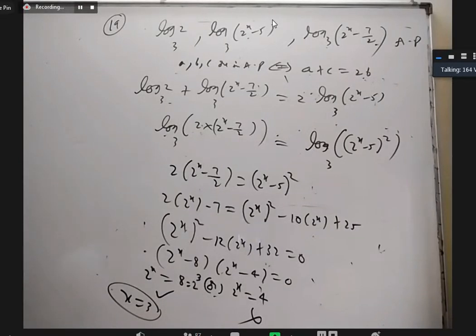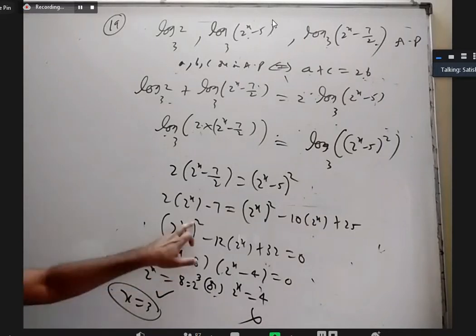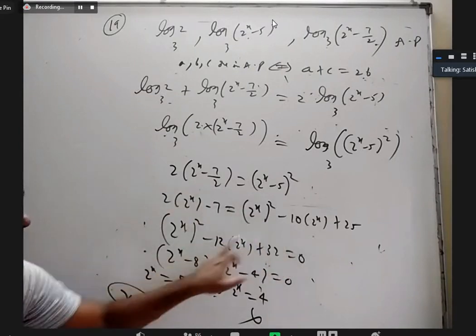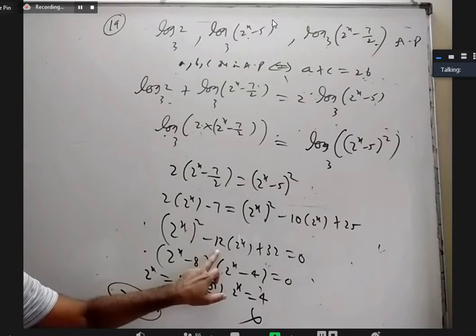Sir, the third last step has that 12. This is 2 power x whole square and this is 12. Sir, how did you get 12? This is 10 and this 2 together 12. Okay, sir.